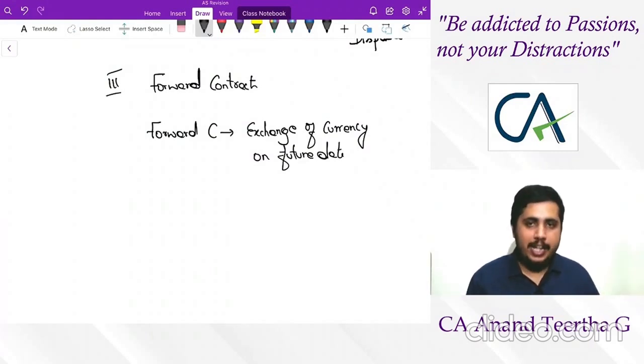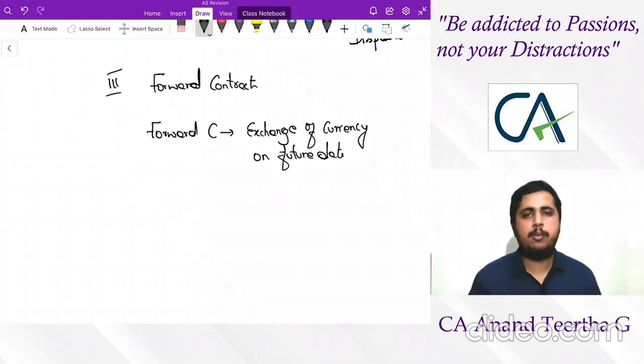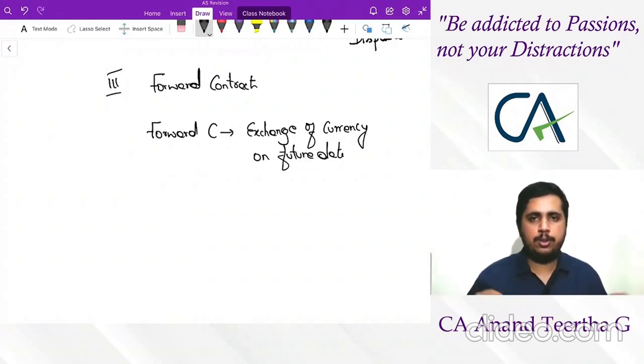So if there is a need of foreign currencies in future, you are going to enter into a contract now only, which will be executed in future. That will be called a forward contract. Now, I will explain the whole thing through an example, and later let's move on to understanding what the standard tells us.